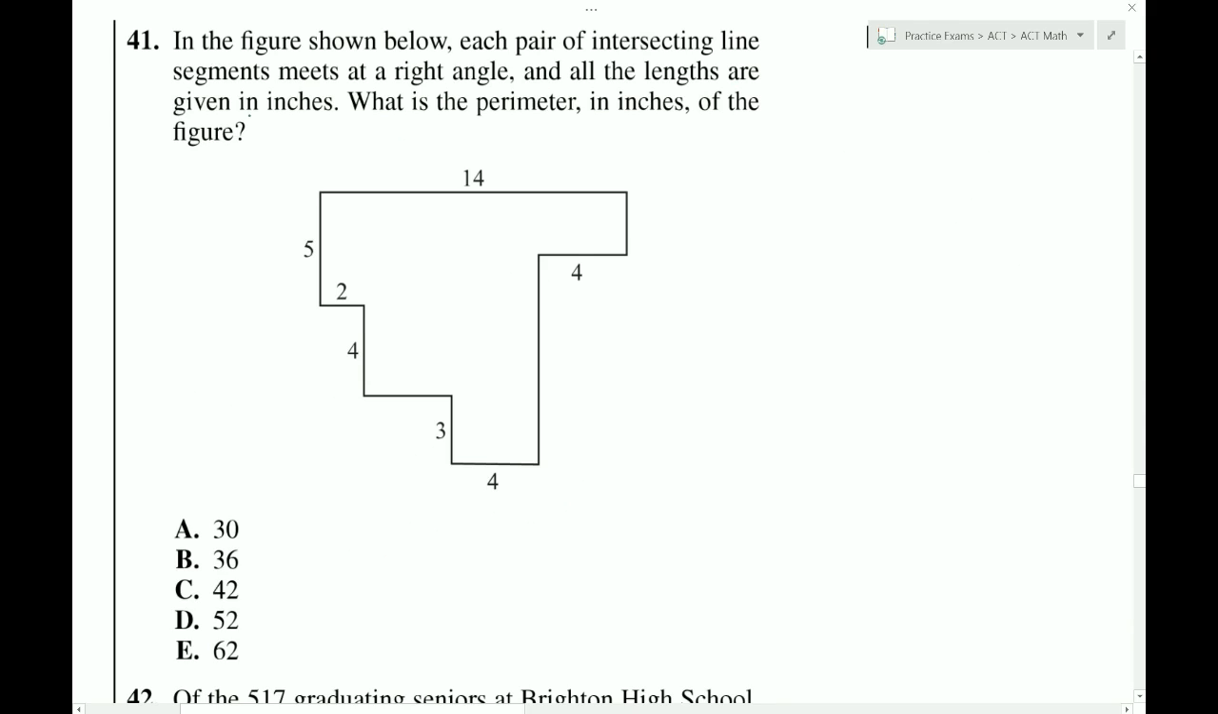In the figure shown below, each pair of intersecting line segments meet at a right angle, and all the lengths are given in inches. What is the perimeter of the figure? So we need to figure out these missing pieces here. Like we don't know the value of this, which can be quite tedious. But fortunately, there's an easier way. As long as everything is at right angles, we can use the following trick.